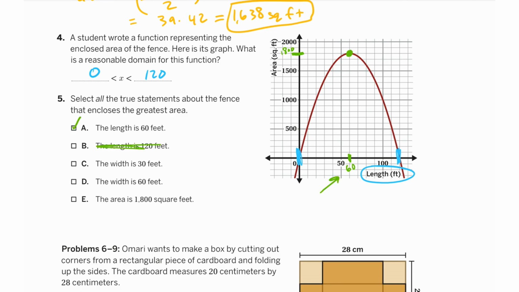The length is 120 feet. No, it can't be two of those at the same time. The width is 30 feet, and then the width is 60 feet. Okay, I don't know that just yet. Let's do E here. The area is 1800. I would agree that E is true, and remember that it's length times width equals the area. So to find the width, I would just divide both sides by 60, and I would end up getting my width, which is 30. So this one here, my three answers are A, C, and E.